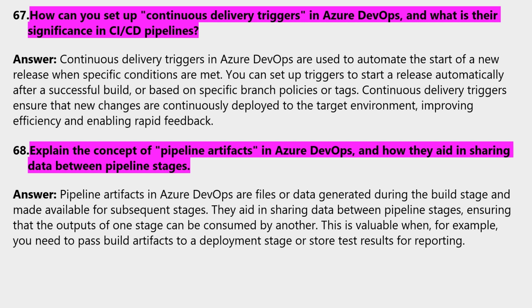Explain the concept of pipeline artifacts in Azure DevOps and how they aid in sharing data between pipeline stages. Answer: pipeline artifacts in Azure DevOps are files or data generated during the build stage and made available for subsequent stages. They aid in sharing data between pipeline stages, ensuring that the outputs of one stage can be consumed by another. This is valuable when, for example, you need to pass build artifacts to a deployment stage or store test results for reporting.